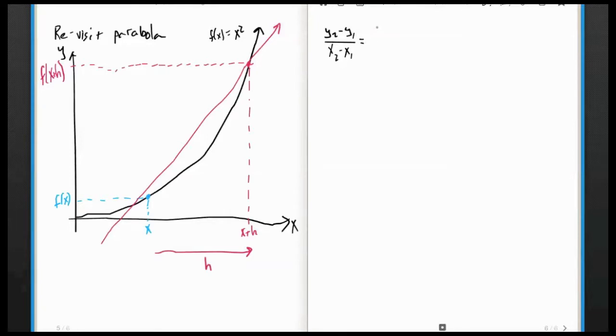what would that be? So y2 is f of x plus h, and the first y is f of x, right? So my rise is f of x plus h minus f of x, and my run is just x plus h minus x. Well, that's nice. So if I simplify this, the bottom simplifies a little bit. It's f of x plus h minus f of x divided by, the x's cancel out, so that's h. Great.